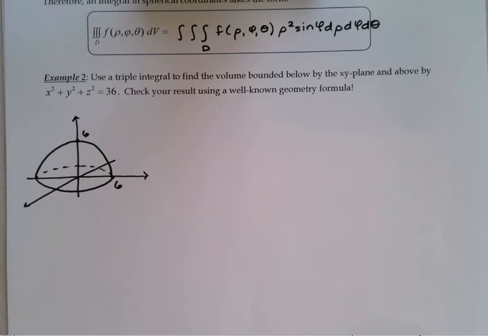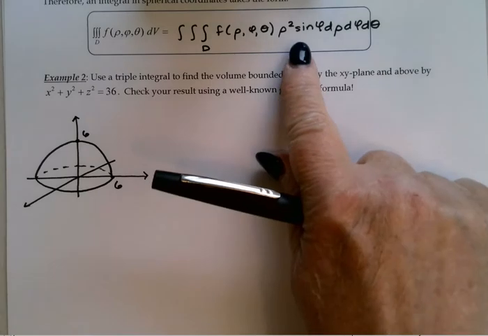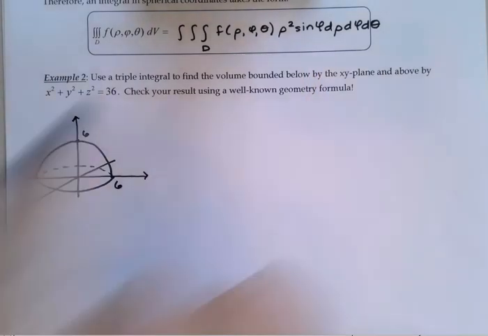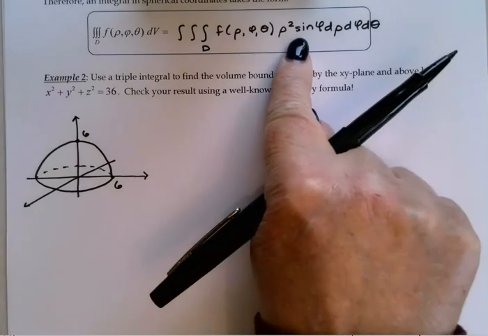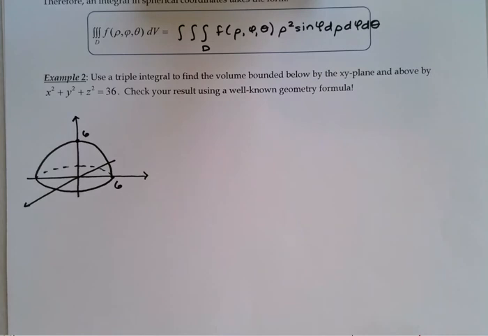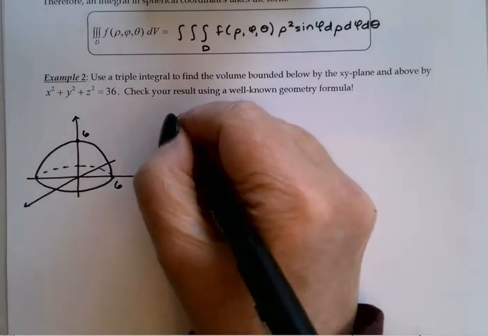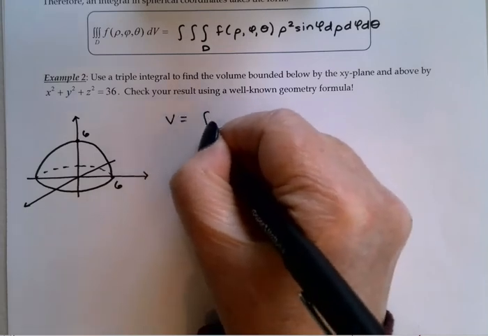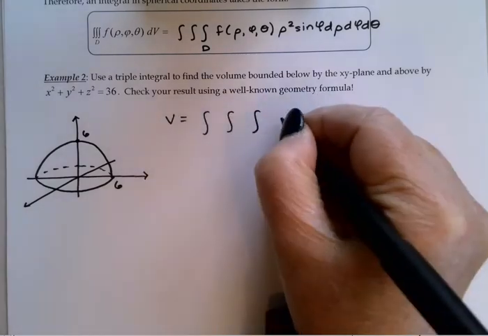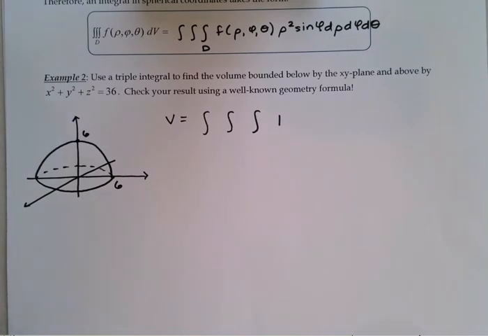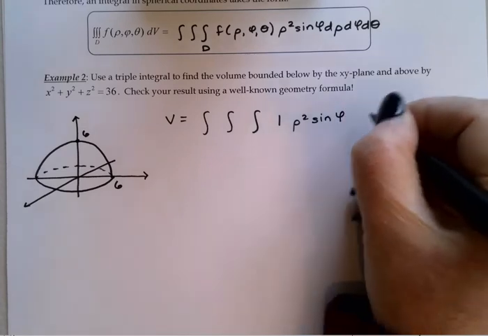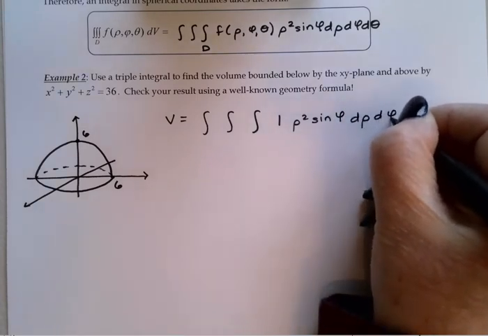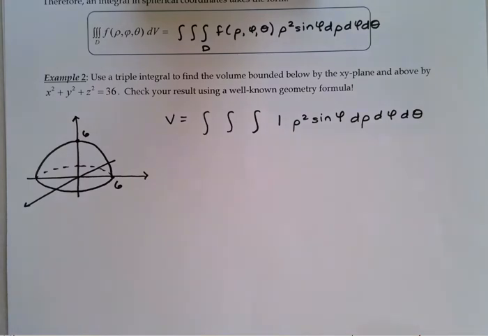I'm going to use this as sort of a check on our process, since I didn't really prove to you where that came from. We're going to do this with a triple integral, and then we're going to check it with the geometry formula, and hopefully we'll be able to see that this does seem to work, even if we haven't had it proven to us. So if I want my volume, I know I'm going to integrate the function 1 to find a volume, and for the dv, I put in rho squared sine phi d rho d phi d theta.